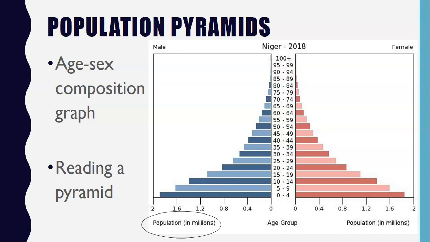Another notable trait on the Niger pyramid is that the changes in the size of the bars from one cohort to the next are gradual. There are no sudden indentations or bulges. Assuming there have been no circumstances such as war, natural disaster, epidemics, or government interference, a population pyramid will be symmetrical and show gradual change between cohorts.